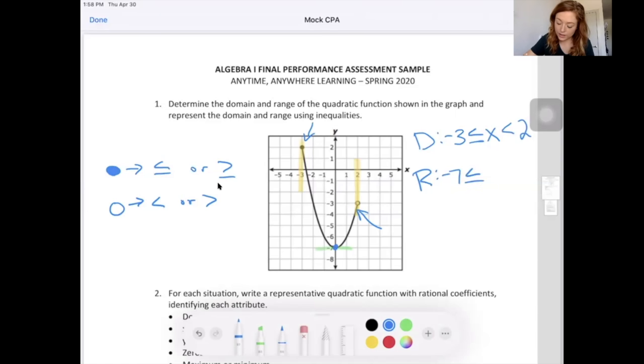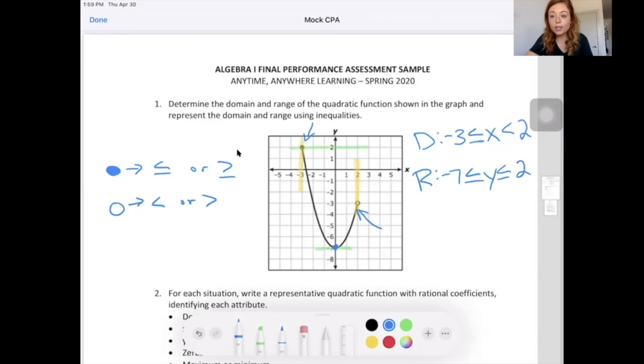Range is our y values. And then we're gonna see how high do we fly. So I fly all the way up to this point up here, and that's on the y value of 2. And then it is a closed circle, so we would say less than or equal to 2. And so that's our answer. That's our answer for number 1.